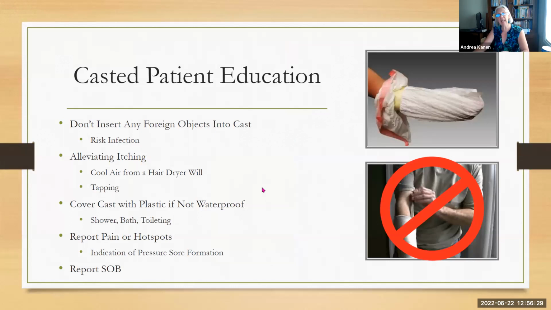More than anything, don't stick anything down in the cast, because that skin, think about it, is going to be warm, hot under that cast. You're going to be sweaty. That tissue is going to become very fragile. And as it heals, it's going to itch like mad. And people grab all kinds of things and start sticking it down in there and scratching. And that is such a high risk for infection. So you really need to do very good client teaching.